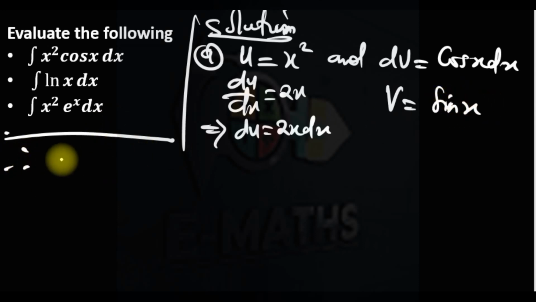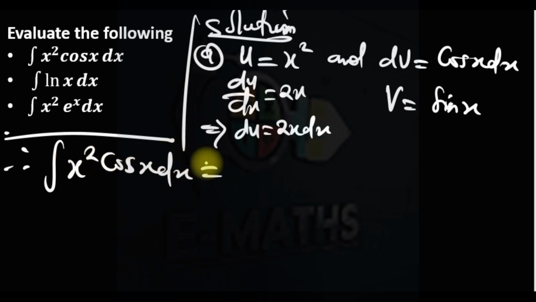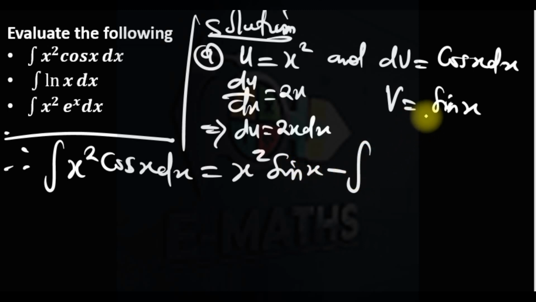So therefore now we're asked to find the integral of x squared cos x dx, which is now equal to, we are now having u dv. U dv is now uv. Our u is what? x squared. Our v is sine x, minus the integral of v, v is sine x, and our du is 2x dx.